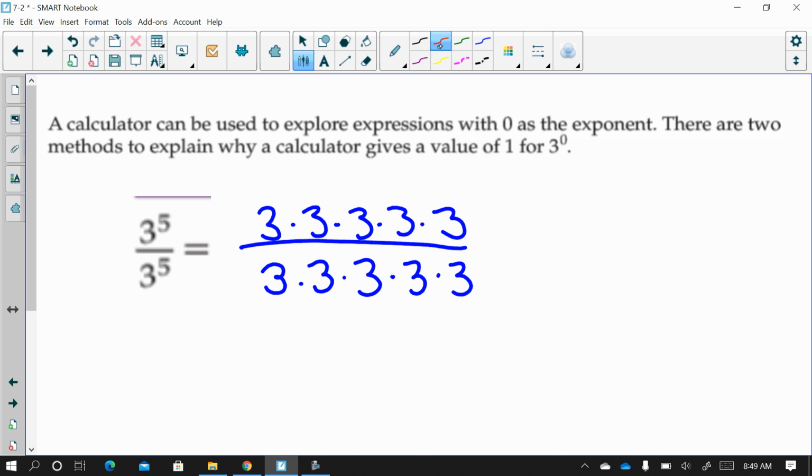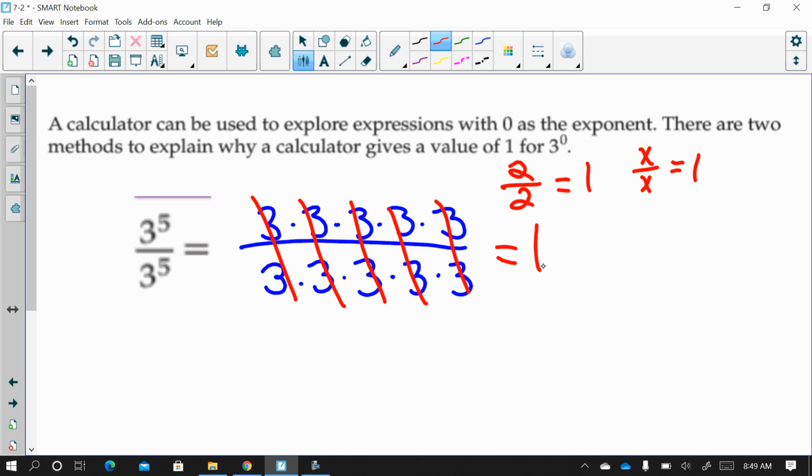Okay, so if you think about it, something over itself, like 2 over 2, reduces to 1. X over x reduces to 1. So 3 to the 5th over itself has to be 1. Okay, so these all cancel. It's still just going to equal 1.